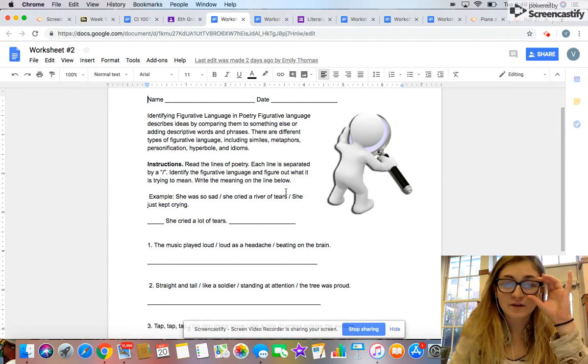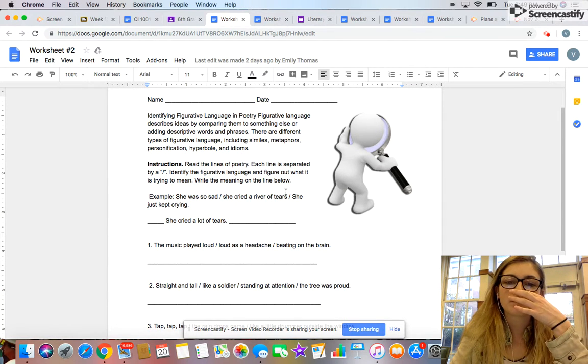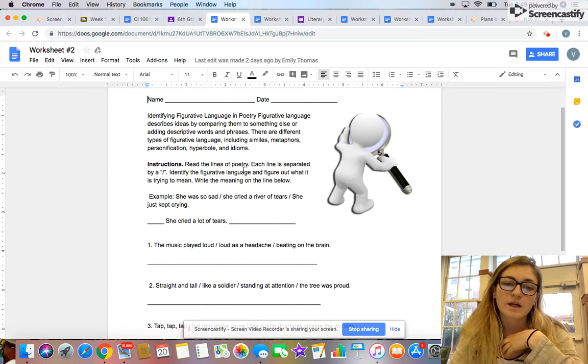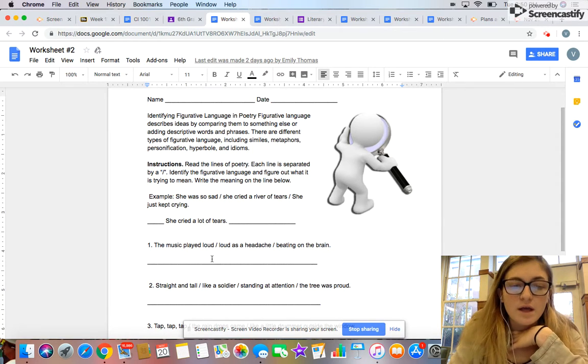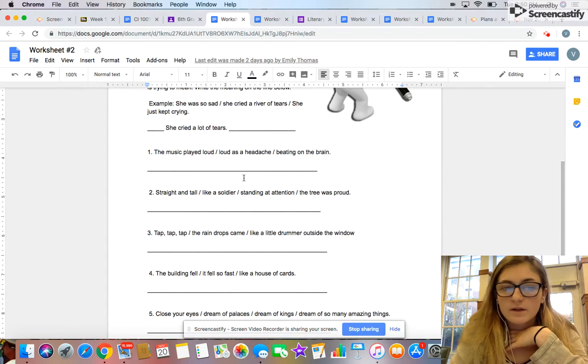With identifying figurative language and poetry. And so with this, our instructions are to read the lines of poetry, and then each line is separated by a little slash, and then identify the figurative language and figure out what it is trying to mean, and then write the meaning in the line below. The music played out loud. This is very, very simple.